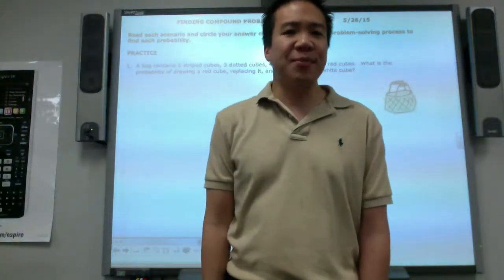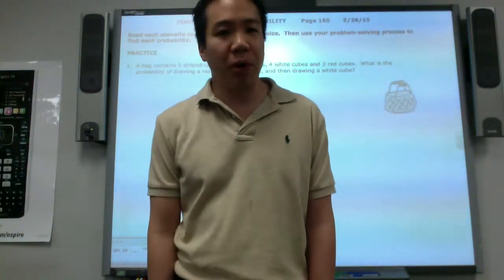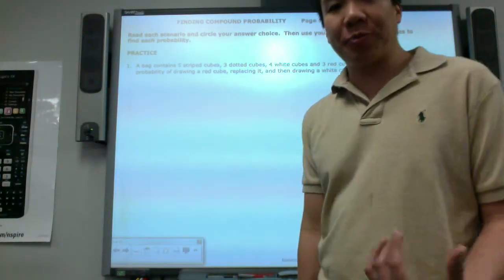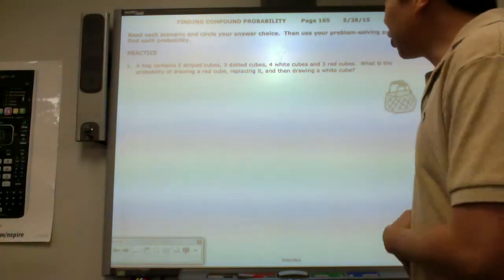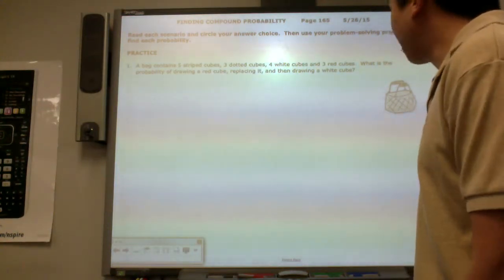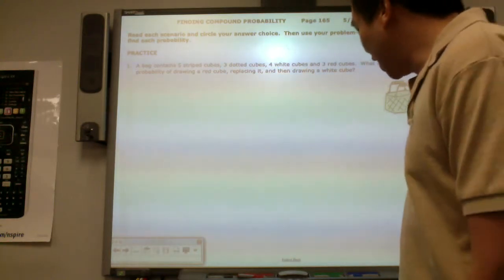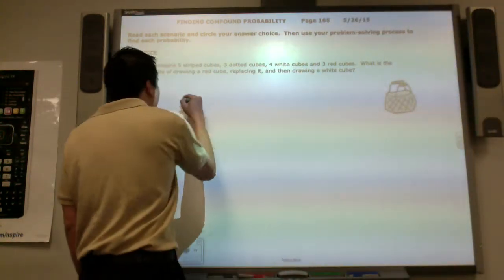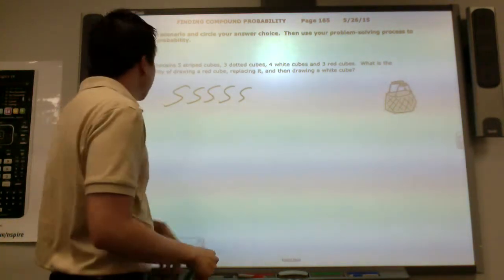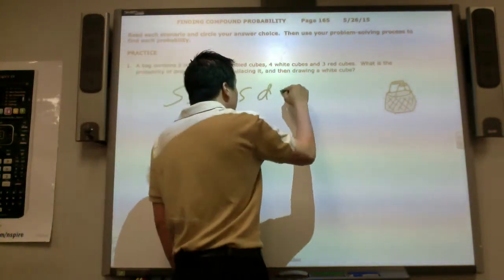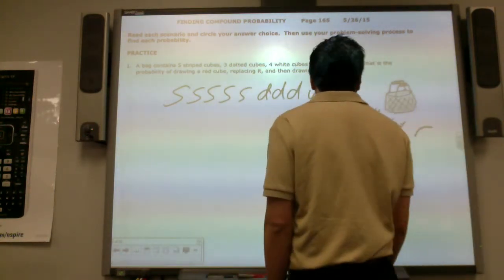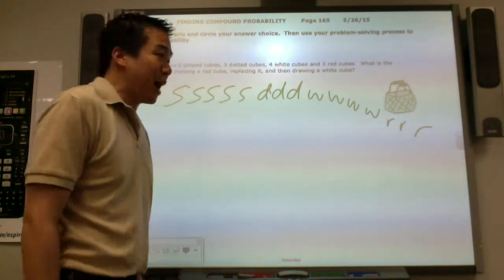Part 2 of independent and dependent compound probability, with replacement (or keep it) or without replacement. Read each scenario and circle your answer choice, then use your problem solving process to find each probability. Practice: a bag contains 5 striped cubes. I like to draw it out so I can physically see it. 3 dotted cubes, 4 white cubes, and 3 red cubes that are inside this basket.